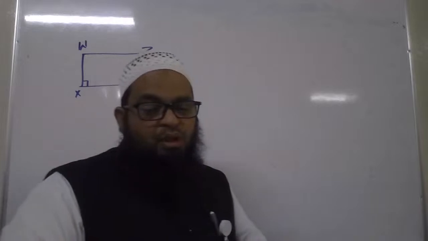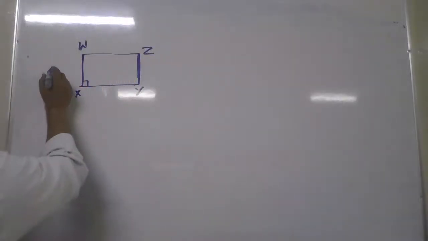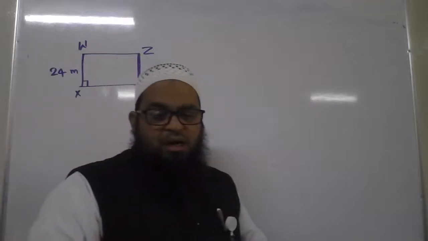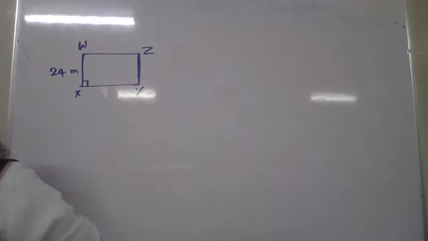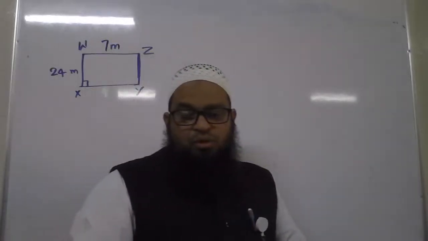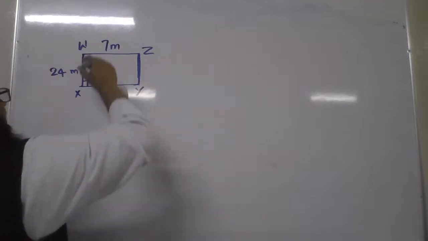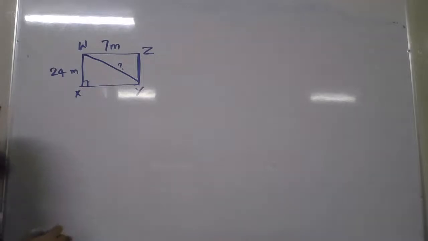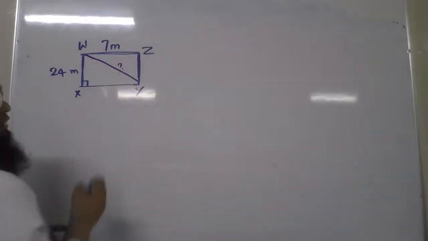Now WX is equal to 24. Where is WX? Let us say this is 24 meters. And ZW is equal to 7 meters. Now find WY. Where is WY? This is WY. Students, how will you find this? You have 24 meters and 7 meters over here.